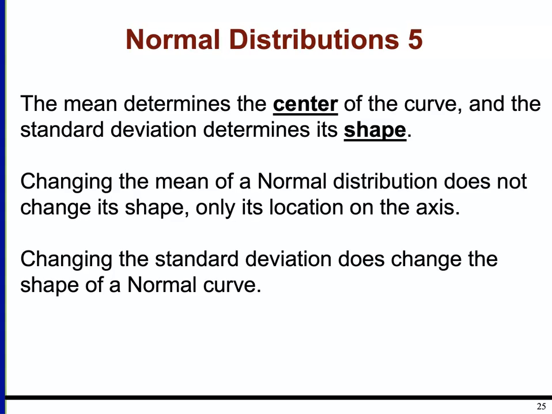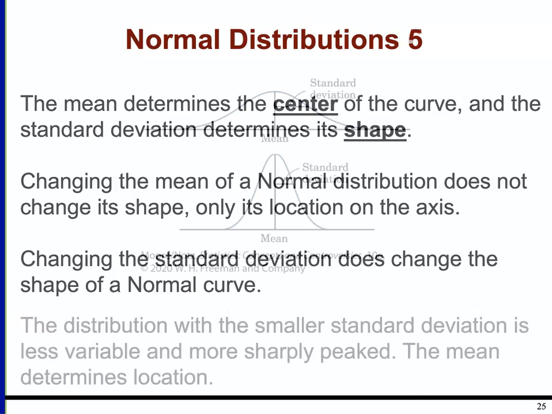So you can think of the mean as giving us the center of the curve and the standard deviation giving us the shape. If we change the mean, we're not going to change the shape, we're just going to change the location. But if you change the standard deviation, that will change the shape of the normal curve.